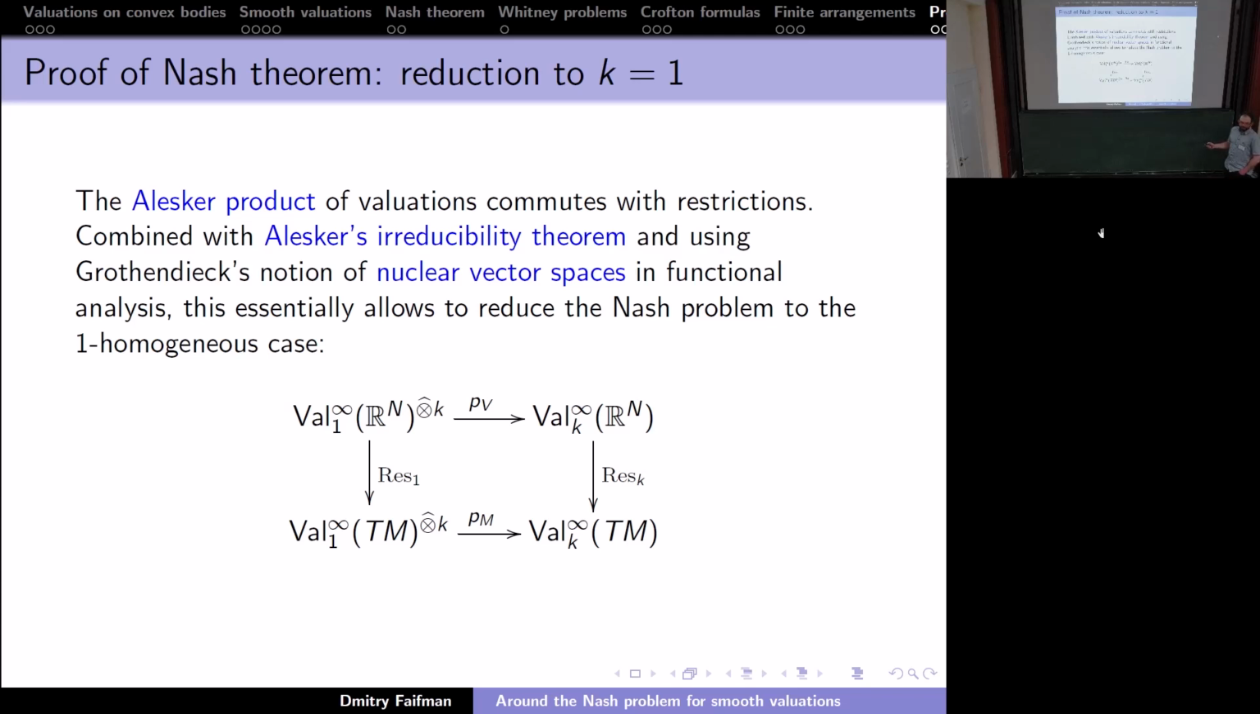We have a similar map which takes the product in every tangent space. This map is onto. This is due to the same property, Alesker's irreducibility, and also a nice property of smooth valuations, the property of nuclearity. I'm not going to define it, it comes from functional analysis, but it has very nice properties when you're working with tensor products, as we do here. In particular, it implies that this map is onto. We also have this map, which is basically the restriction map for 1-homogeneous valuations, which we extended to the K-th tensor power. Again, using nuclearity, this map would be onto.